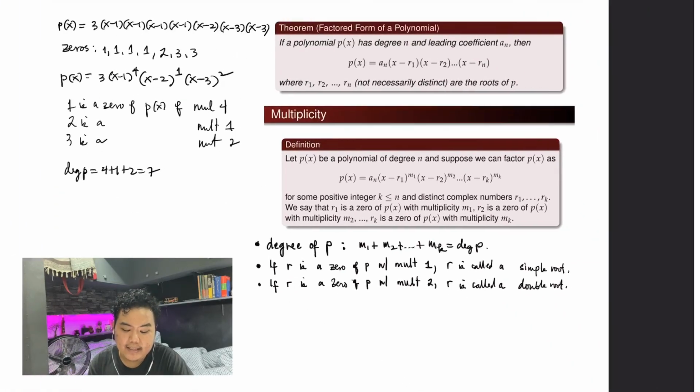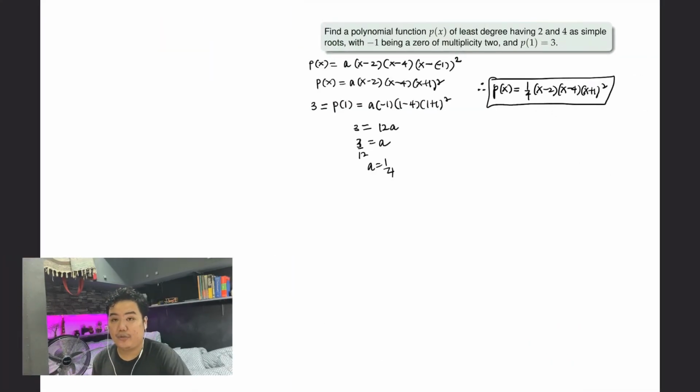Okay? And that ends our lecture on polynomials and their zero. End ng first part pa lang. So, meron pang second part.